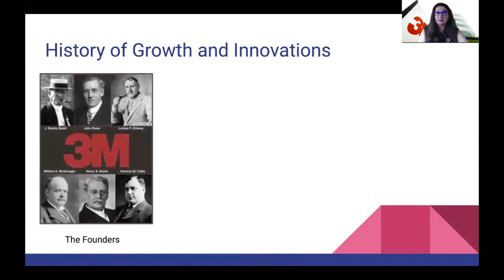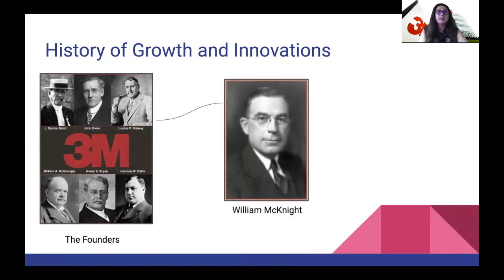Five Minnesota businessmen established 3M in 1902. The name at the time was Minnesota Mining and Manufacturing and was developed to mine the mineral corundum, which was used for sandpaper. In 1907, William McKnight was hired as a bookkeeper and eventually became CEO. He became a pivotal part of the innovations made by 3M.